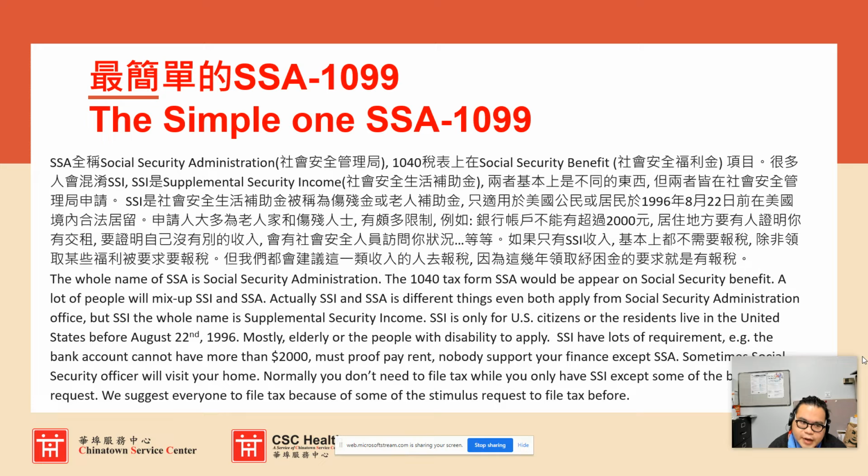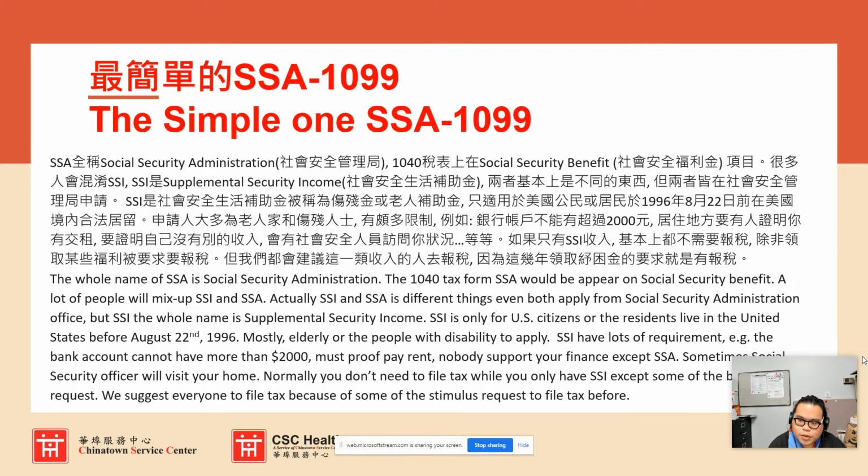And SSI has a lot of limitations. For example, your bank account cannot exceed a certain amount. Before the pandemic, the bank account could not exceed $2,000. But right now, a lot of people tell me the updated information: your bank account cannot exceed $130,000.